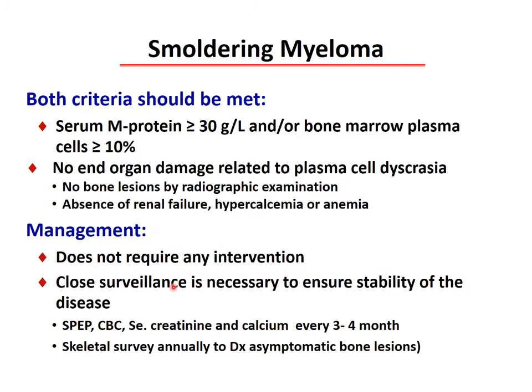Only close surveillance is necessary to ensure the stability of the disease, such as serum protein electrophoresis, blood cell count, serum creatinine to check kidney function, and calcium for the bone effect, every 3 to 4 months. And an X-ray skeletal survey to see immediately any kind of bone alteration, fracture, or maybe lightening or osteoporosis, so that you can start treating the patient in advance.